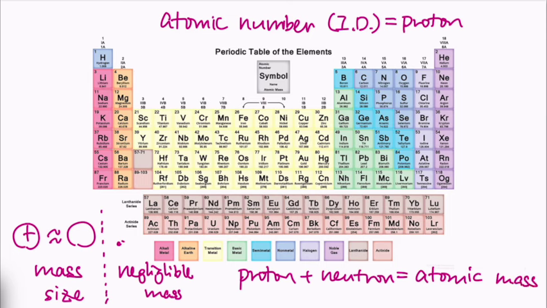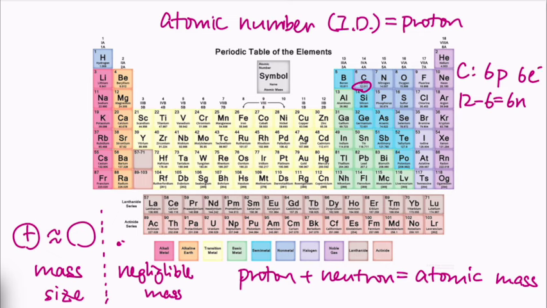This means I can calculate the number of neutrons by subtracting the protons from the atomic mass. So let's say carbon has atomic number 6, so it has 6 protons, and it has atomic mass of 12.011. So 12 minus 6 gives 6 neutrons. And since it's a carbon atom, it has the same number of electrons as protons, so 6 electrons.